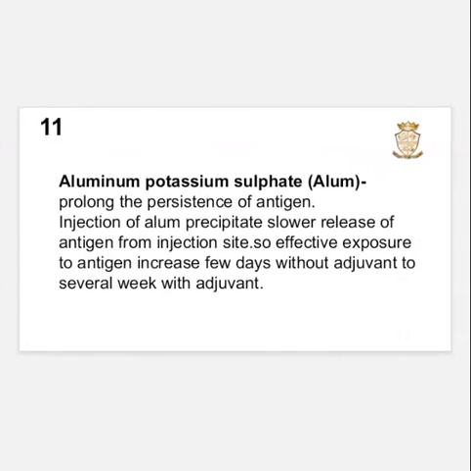Aluminium potassium sulfate, alum, is one example of an adjuvant. It prolongs the persistence of antigen. Injection of alum precipitates slows the release of antigen from the injection site. So the effective exposure to antigen increases from a few days without adjuvant to several weeks with adjuvant.